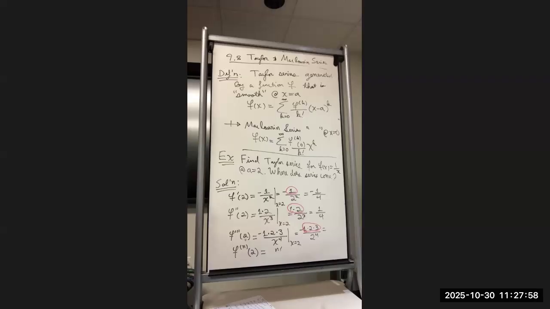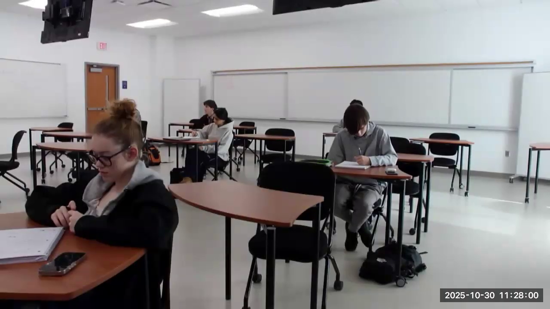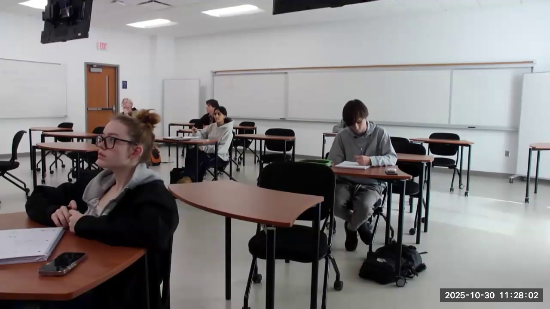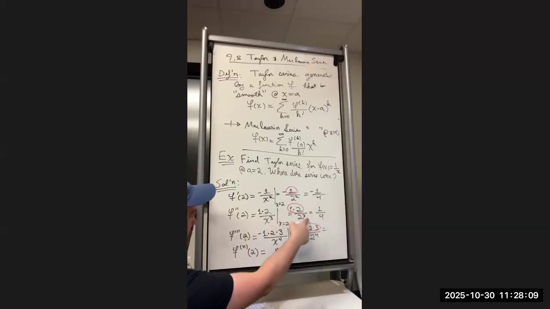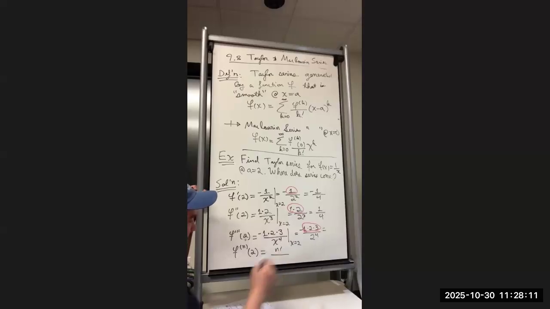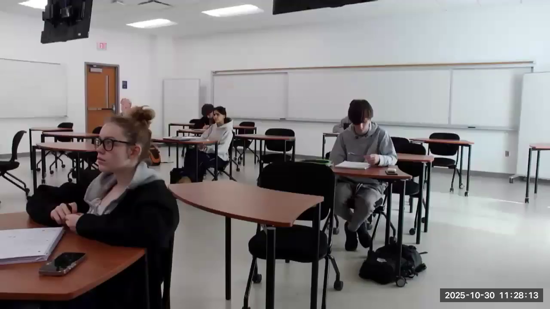The power of what is increasing? 2. So what do you expect the nth one will have? If this is the third one and it has a 2 to the 4th, and this is the second one and it has a 2 to the 3rd, then what do you think the nth one will have? 2 to the n plus 1. Perfect. 2 to the n plus 1.